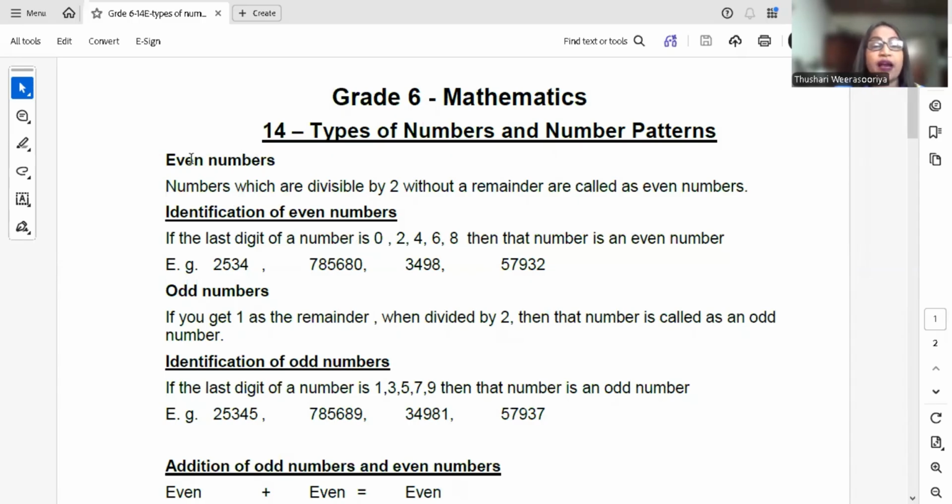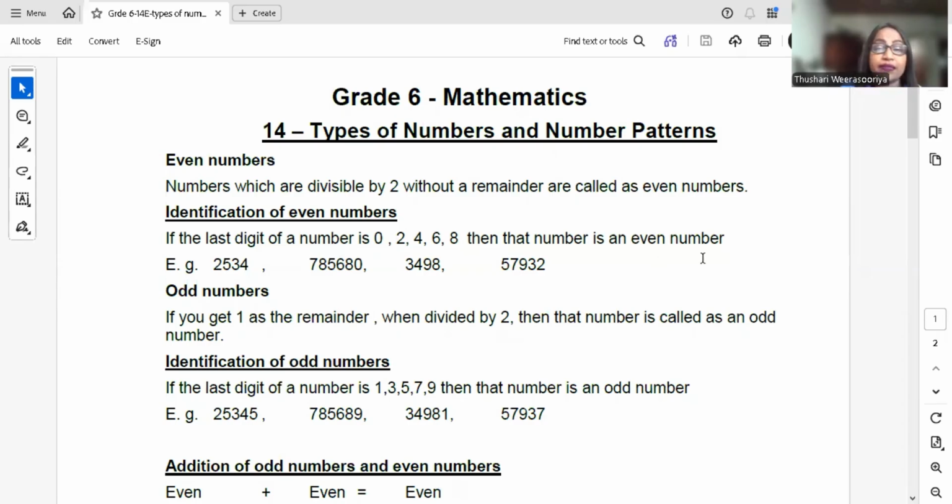The first basic type is even numbers, right? What is an even number? Numbers which are divisible by 2 without a remainder are called even numbers. How do you identify the even numbers? If the last digit is 0, 2, 4, 6, 8, then that number is an even number.